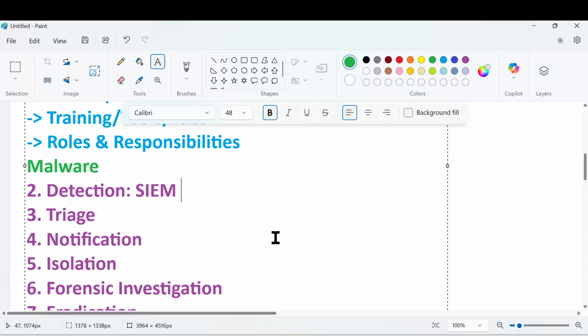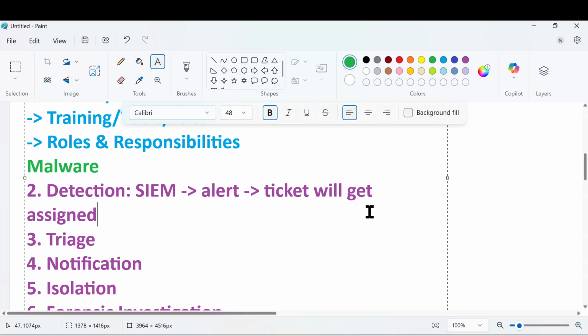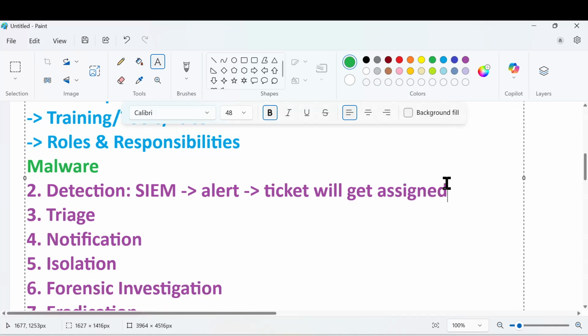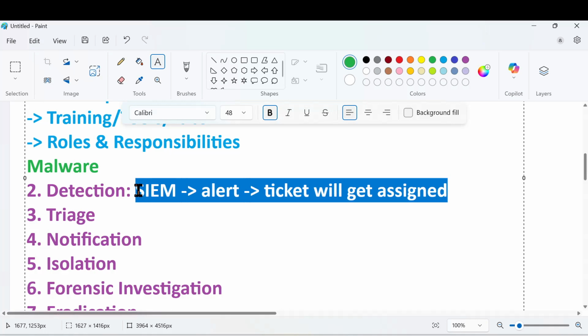We will be able to find the information about that malicious activity, that particular malware, from your system. Now, on the basis of that, once our SIEM solution provides us the information about this ransomware, an alert will be generated, and then a ticket will be assigned to your incident responders that this type of incident has occurred, so please go ahead and take care of it.